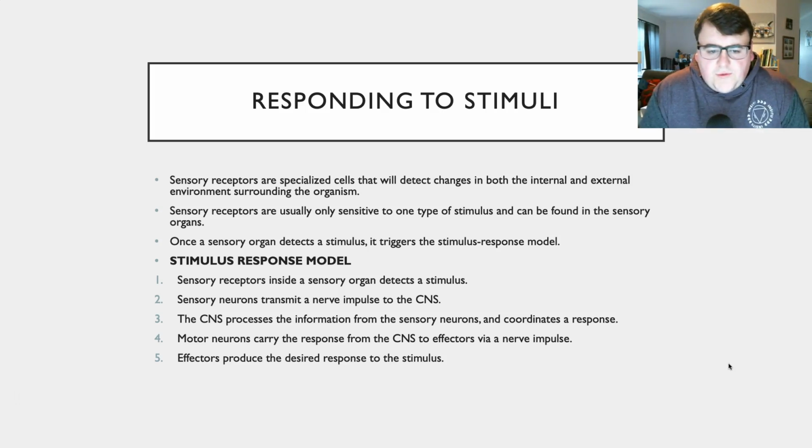Once that sensory organ or the sensory receptor detects a stimulus, it triggers what we call the stimulus response model. And that works through a sensory receptor detecting a stimulus, a sensory neuron transmitting that stimulus's message via a nerve impulse to the central nervous system, the central nervous system processing that information and coordinating a response, that response being sent via motor neurons to the effectors, and the effectors then carrying out the desired response to that stimulus.